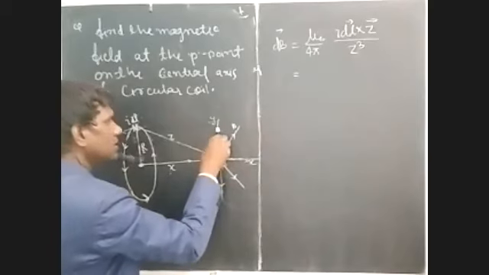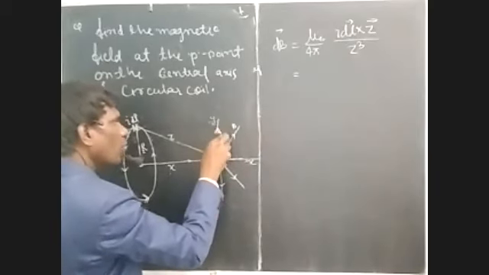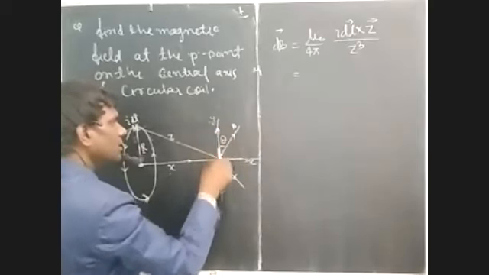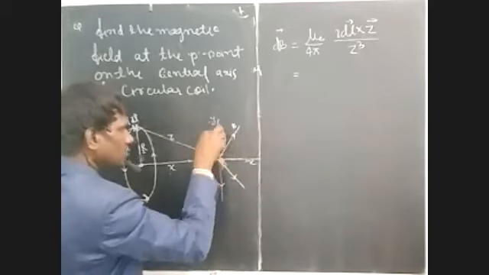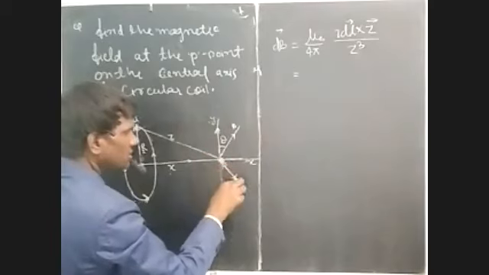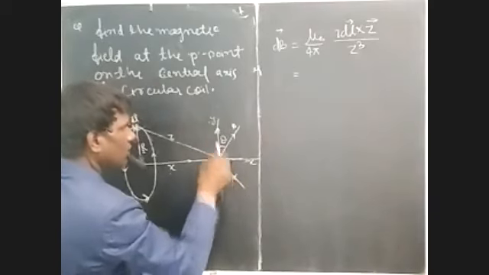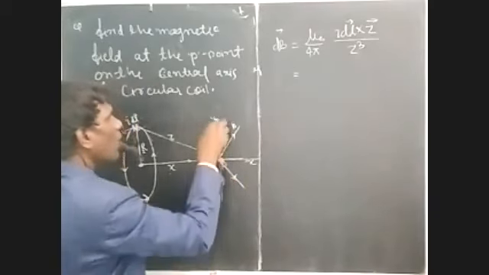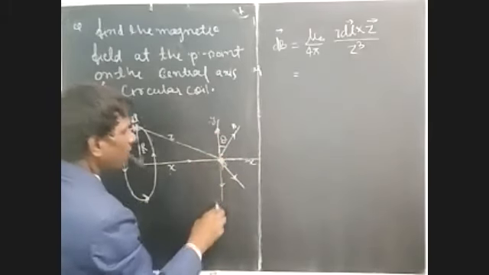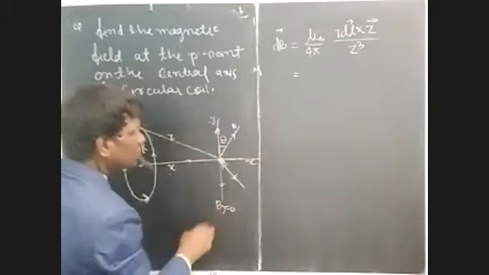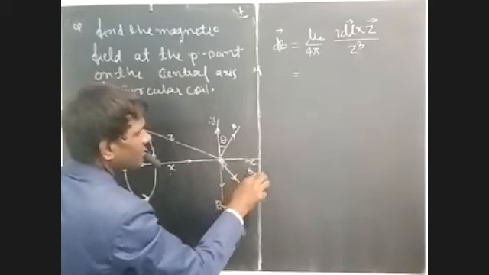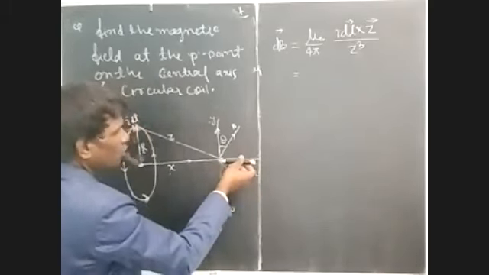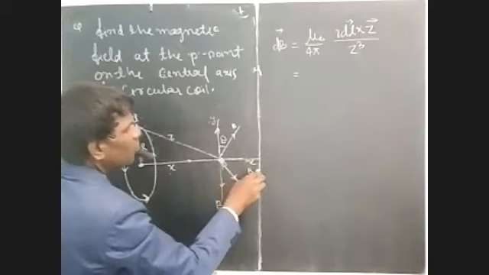So what we see in the y-axis, this is upward, and due to symmetry, this is downward. So both are cancelled, so the y-axis component is cancelled. So By equals 0. Only the x-axis, that is Bx, has a value we have to count. So what is Bx?